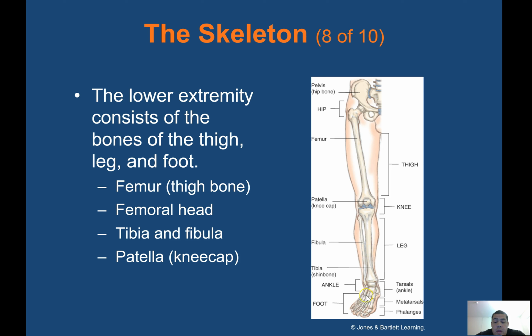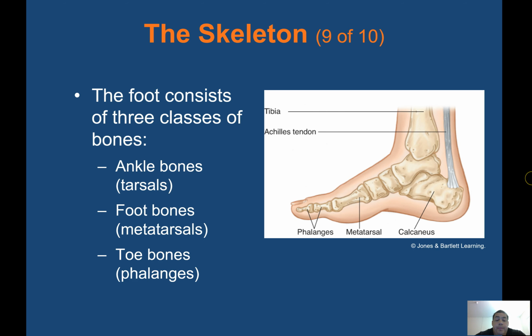And then kind of the same thing for your hands. You have your metacarpals and your phalanges. Phalanges are going to be at the end, and then you have metatarsals for your foot bones, and your tarsals are going to be at the start. The foot consists of 3 classes of bones: ankle bones, tarsals; foot bones, metatarsals; and toe bones, phalanges. Your heel is called your calcaneus. Then you have your Achilles tendon back here, and then your tibia, your shin bone.